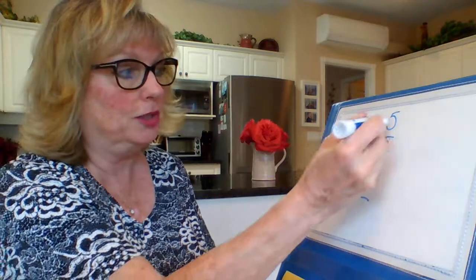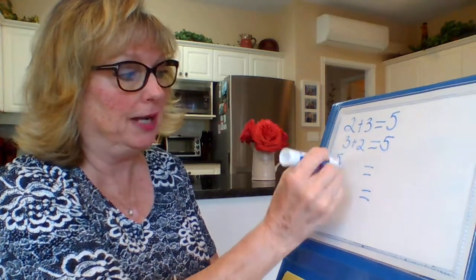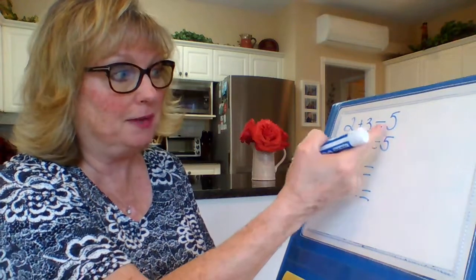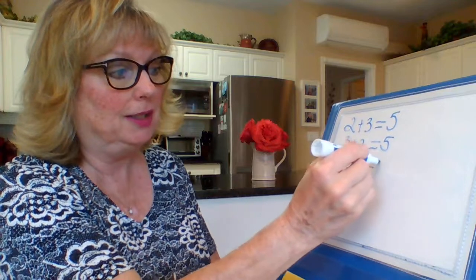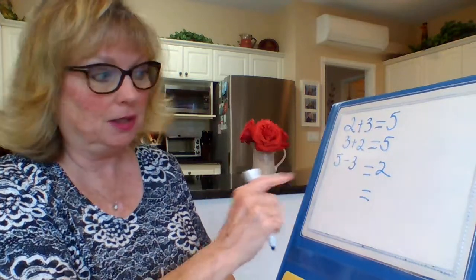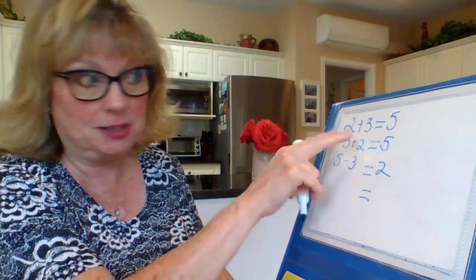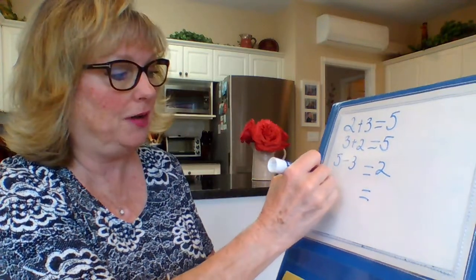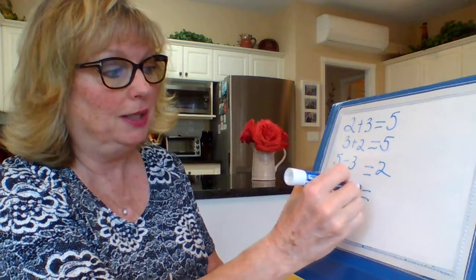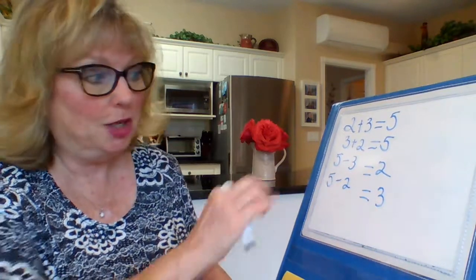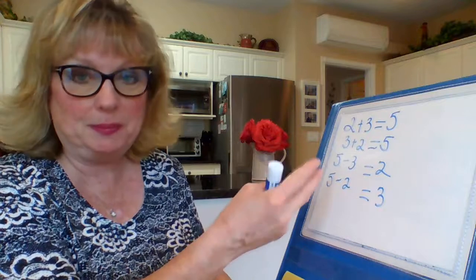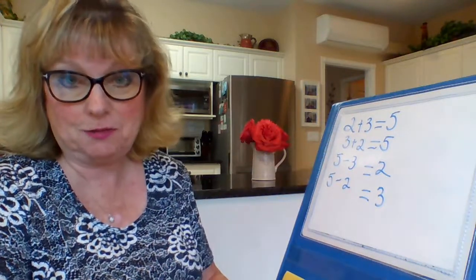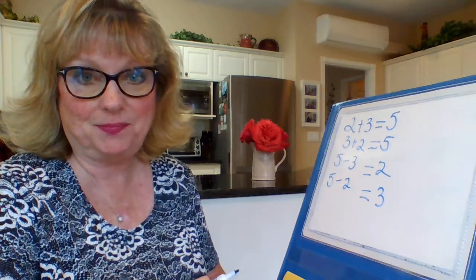We start with the large sum over here now because in subtraction, we need something to take away from. So 5 take away 3 equals 2. What's the other sentence we can make from these numbers? Go ahead and write it down. You got it. 5 take away 2 equals 3. So they're related to each other. We can flip them around and use the same 3 digits for 4 different sentences using addition and subtraction.